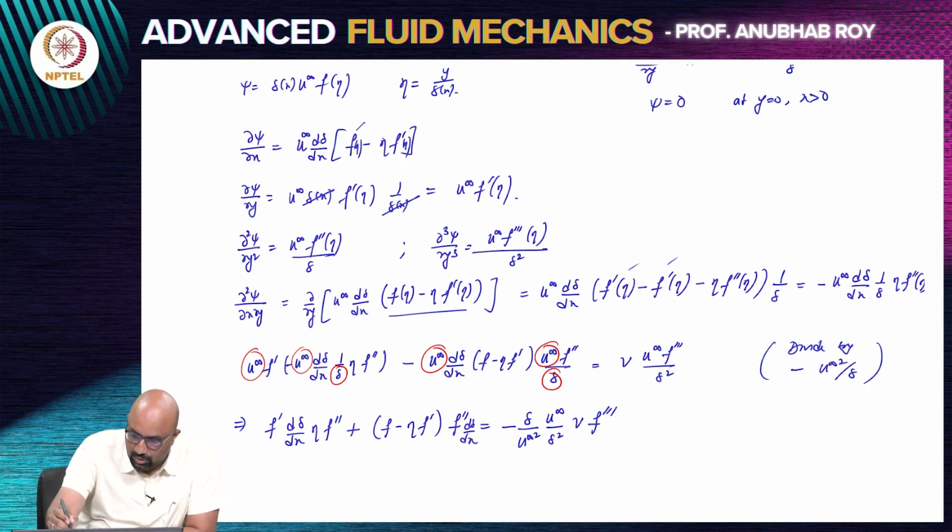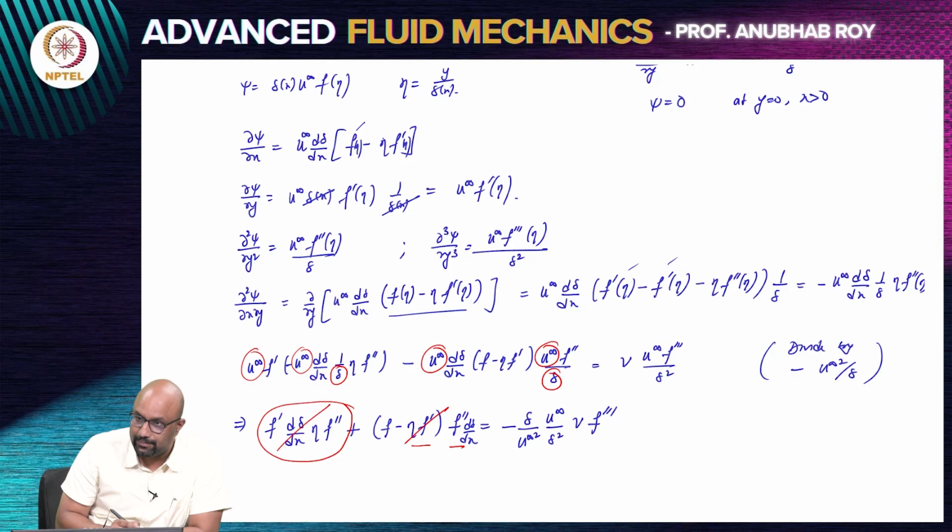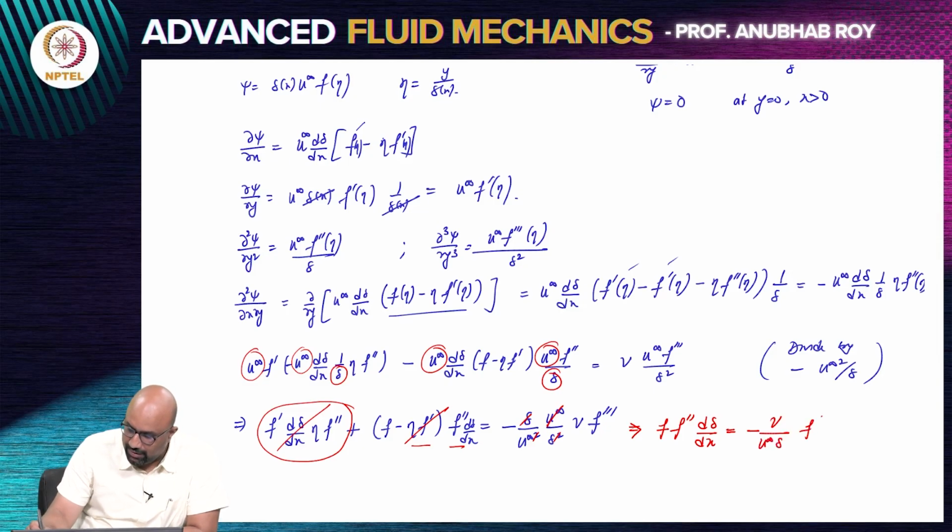Now if you look at the two terms here, f prime or f dash eta f double dash, there is also a minus f dash f double dash here. So they will cancel. This term and this term, they are going to cancel each other. Right? So finally, what you get is f double dash d delta dx is equal to minus nu by u infinity delta f triple dash.